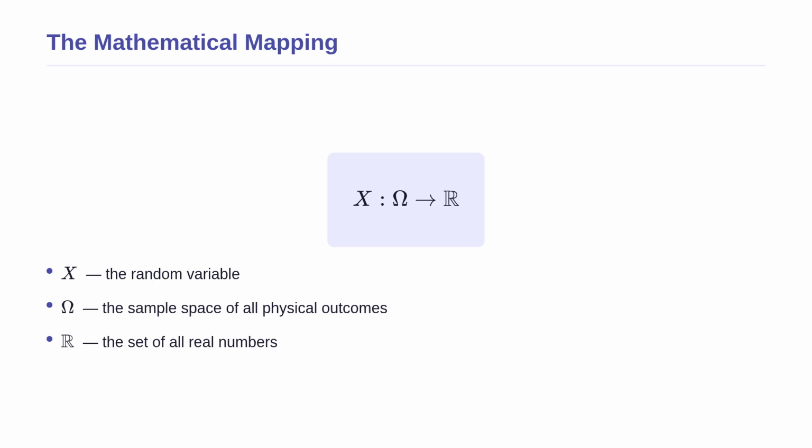The formula on screen shows how this translation works. The capital X represents our random variable. The symbol omega represents the sample space, which is the complete set of all possible physical outcomes of our experiment. The arrow simply means maps to. Finally, the R represents the set of all real numbers. So, as the physical outcome in omega changes, the real number that X produces will also change. This simple mapping is the bridge between the physical world and mathematics.